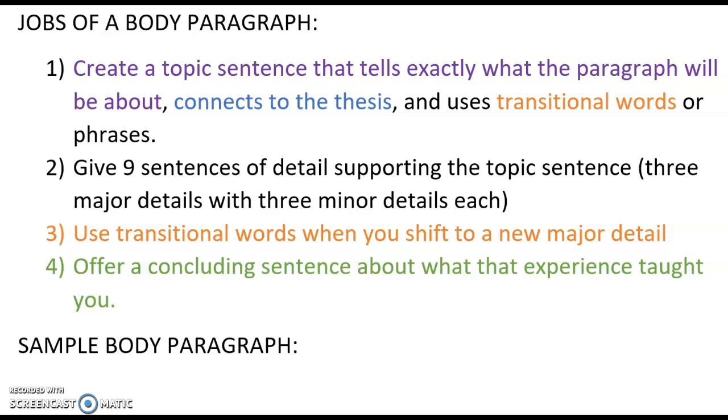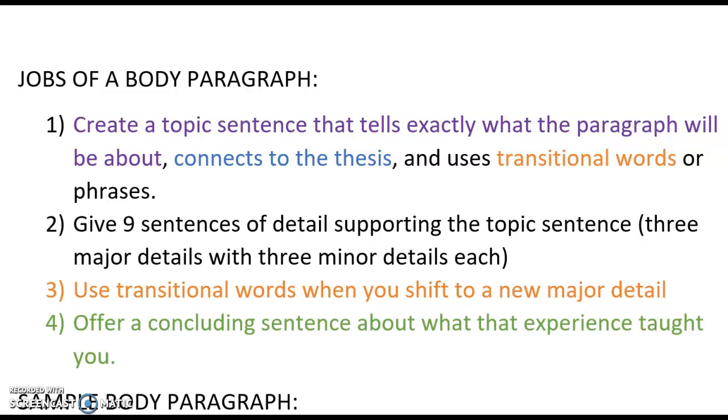So in your outline, you have A, that's going to turn into your topic sentence. And then you have 1, 2, and 3 for A, and those should turn into at least 3 sentences each. It can be more than that, but it can't be less than that. So 1, 2, and 3 need to turn into 3 sentences each. We are using transitional words when you shift to a new major detail. And we offer a concluding sentence about what that experience taught you, right? We connect it back up to the thesis at the end.